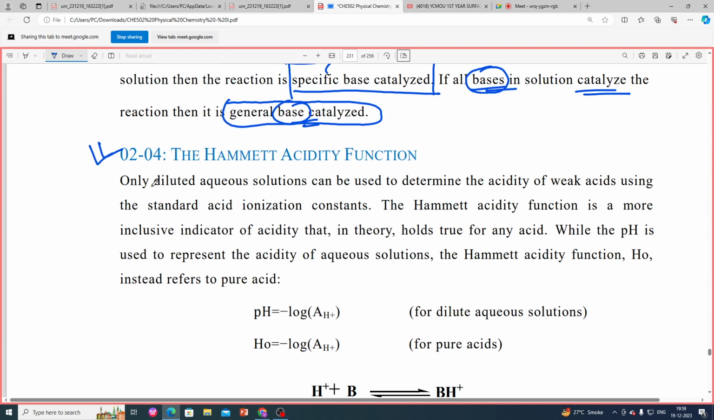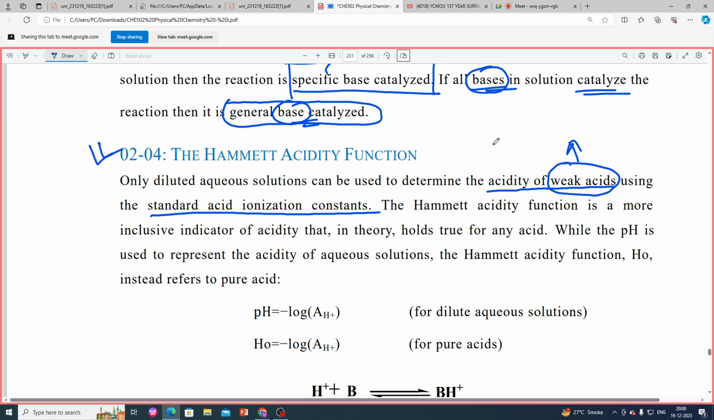Okay, so see, only a dilute aqueous solution can be used to determine the acidity of a weak acid using the standard acid ionization constant. Here they directly say that it is only a solution of a weak acid. So can anybody tell me an example of a weak acid? First of all, what do you mean by weak acid? What is a weak acid?